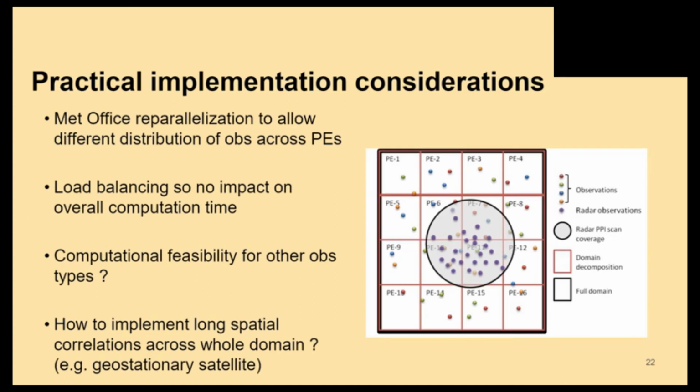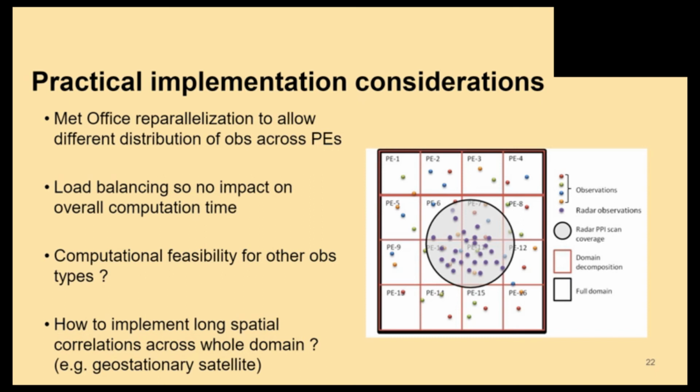However, it wasn't straightforward to implement this. It was quite a painful process because it required reparallelization of the Met Office data assimilation system so that the observations could be distributed in a different way across the processes. And David did it in a very clever way so that there wasn't an impact on the overall computation time. And this worked quite nicely for the radar data because we assumed that the errors were independent between different radars.